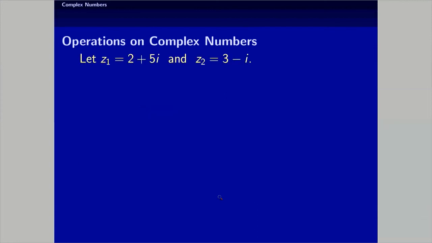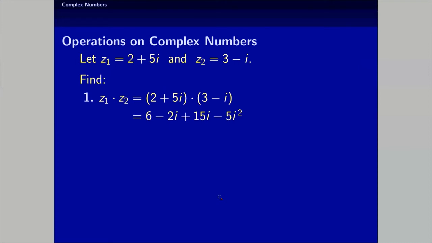Now we get the product of these two complex numbers. Let's find Z1 times Z2. So we have it like that. It's time to recall your FOIL method or any method that you know on how to multiply these two binomials. The FOIL method is the most commonly used. You multiply the first terms, the outer terms, the inner terms, and then finally the last terms. Doing that, you're going to have this one.